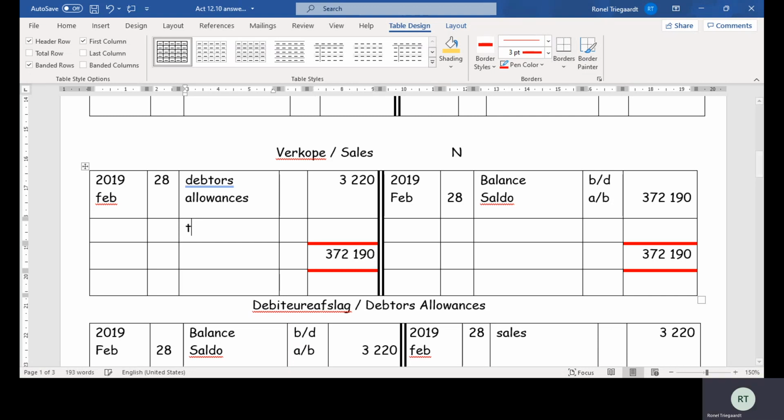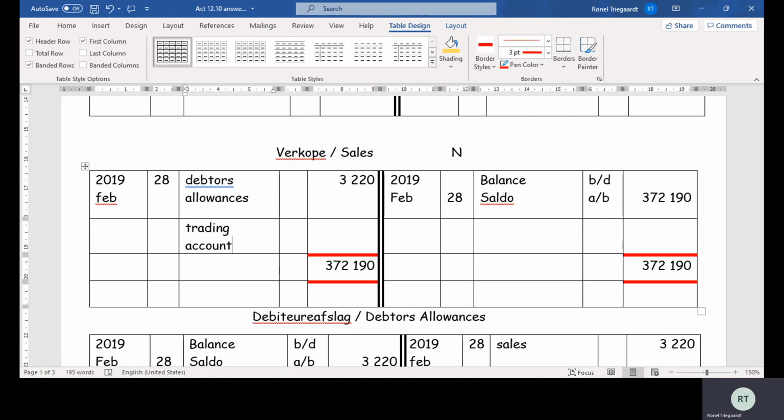37190. This goes to trading account. How do I get my amount? 372190 minus the 3220 gives me 36897. Is it right? 368,970. Is this the right amount? Is that right? Did I do the calculation correctly?